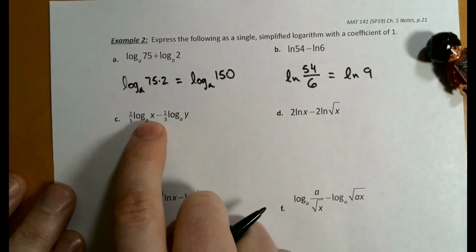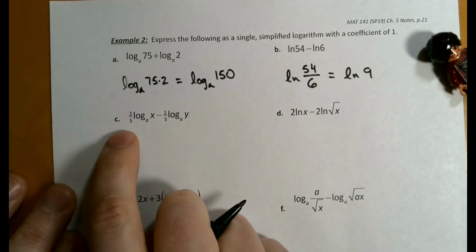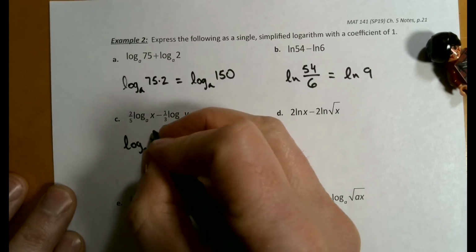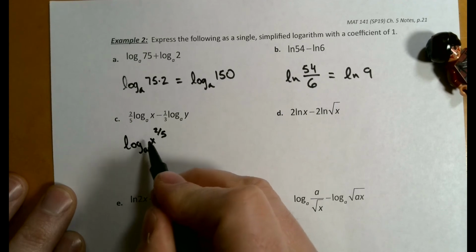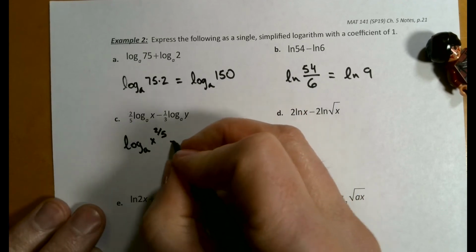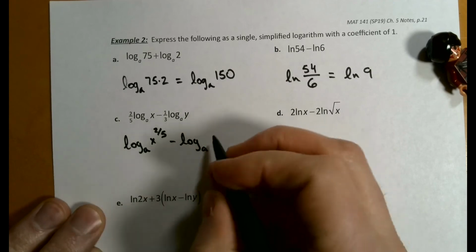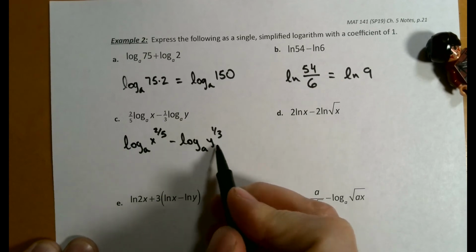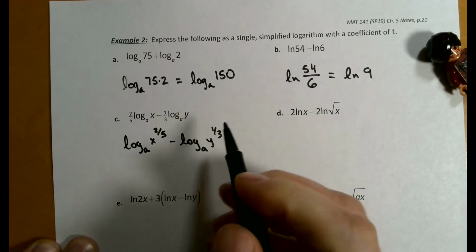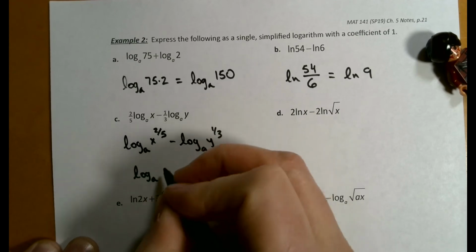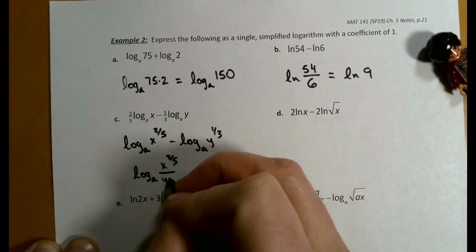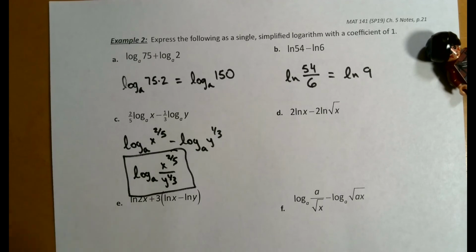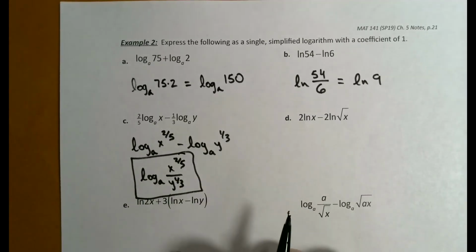So this one now has both subtraction and multiplication by a constant. Well, let's take care of those constants first. Multiplication by a constant is the same thing as raising the thing inside the logarithm to that power. So really, we could rewrite this as log base a of x to the 2/5 and y to the 1/3. And now we can do the subtraction part, where that means we divide within a single logarithmic expression by the y to the 1/3. So this becomes log base a of x to the 2/5 divided by y to the 1/3. Now, we could write this in terms of radicals, and we could rationalize, but for now, I'm going to be happy with what we have here.